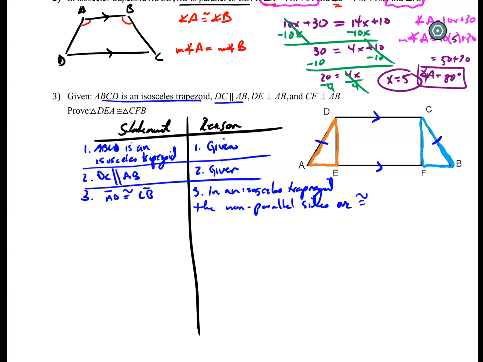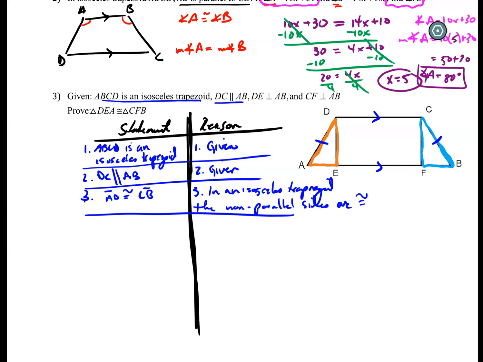I dictate this as my because. So when I'm reading this, I'm saying statement 3 is AD is congruent to CB, and again, think of this as because, right? And then this is my reason, because in an isosceles trapezoid, the non-parallel sides are congruent. Kind of helps you to flow when you're kind of writing this out.